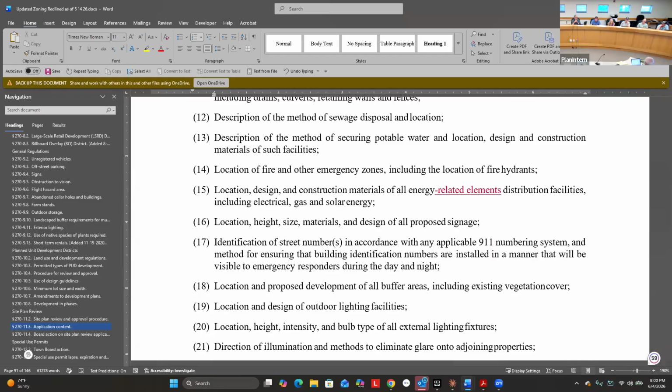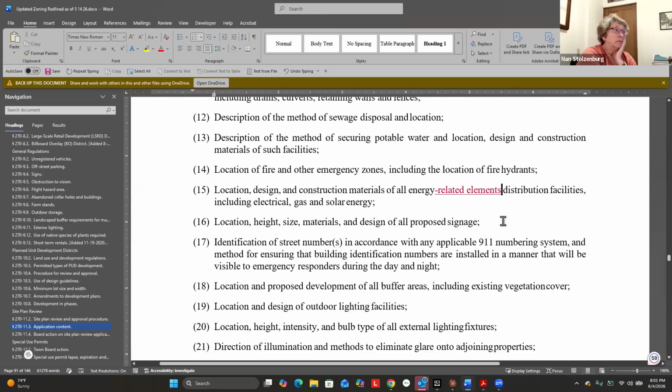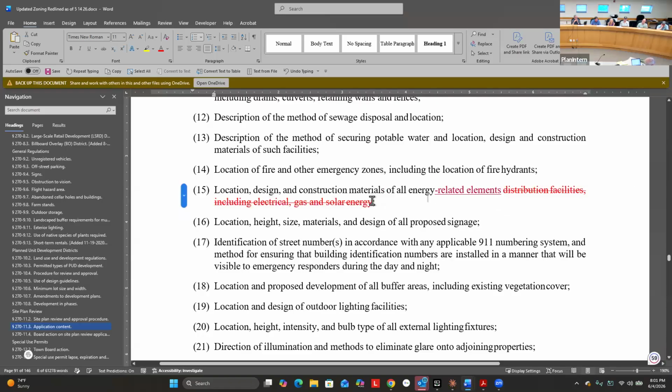Energy related elements. I don't know that we need to go further than that. Could it be just location, design, construction materials of all energy related elements? Sure, I think it's better to not limit it. All inclusive. Yeah, I think that's fine. Good, and that would include heating and cooling, because heating and cooling requires energy, right? Yep.